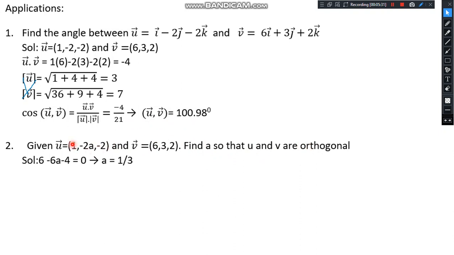Given u and v, find a so that u and v are orthogonal. It means the scalar product must be 0. So 6 minus 6a minus 4 equals 0. In that case, a will be 1 over 3.